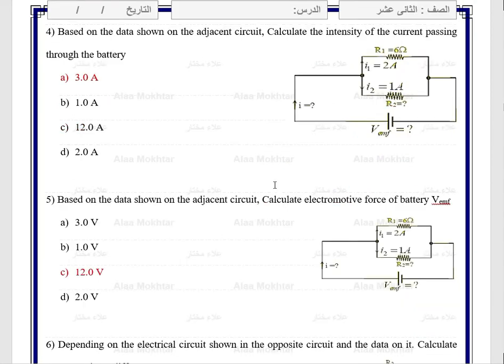The same question, but we need to calculate the EMF, and we need to calculate this current. As you see from the figure, the current I1 is 2 amperes and I2 is 1 ampere, so the I total coming to this junction will be 2 plus 1 equals 3 amps. In the same circuit, we need to calculate V for this source. It will be 12 volts. Why 12 volts? Because the voltage across parallel branches is constant at 12 volts, and this is also 12 volts, and the voltage of the battery is 12 volts also.